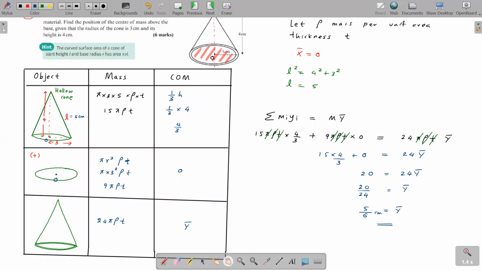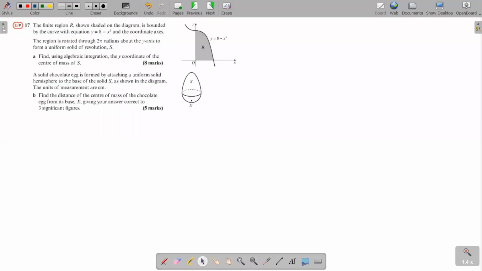All right, guys. So we'll move on to question number 17. This is a good one to practice for the exam. So look how it's done. The finite region R shown shaded on the diagram is bounded by the curve with the equation y equal 8 minus x cube and the coordinate axis. Can you see? So you have y equal 8 minus x cube and the coordinate axis.